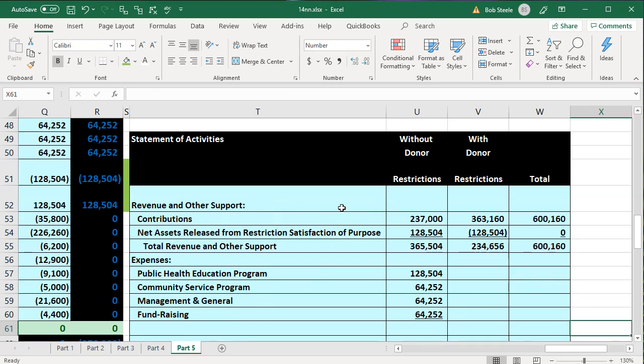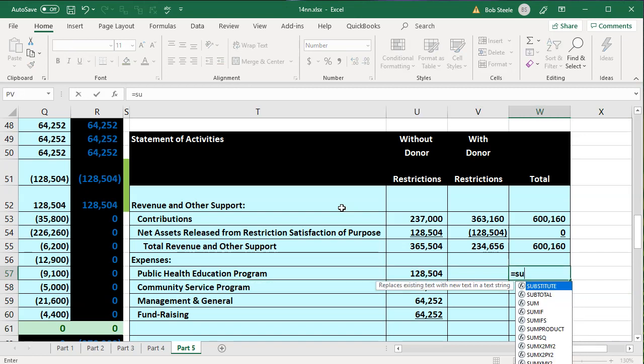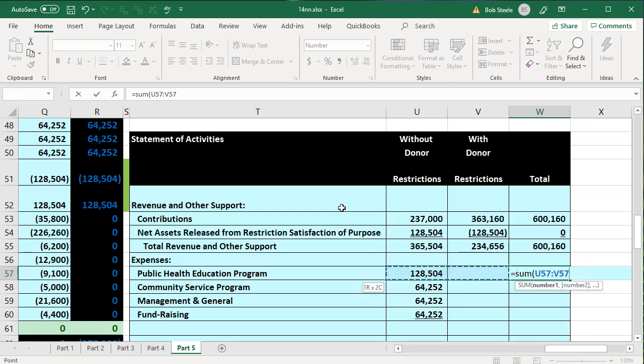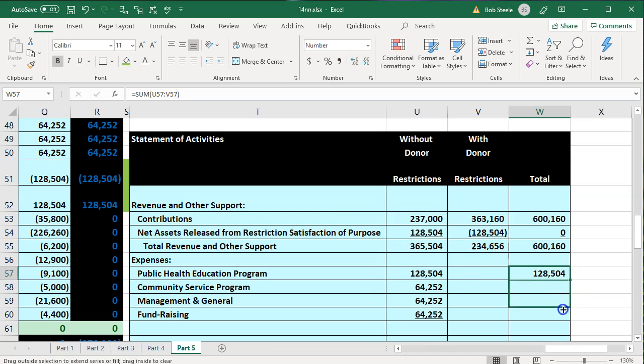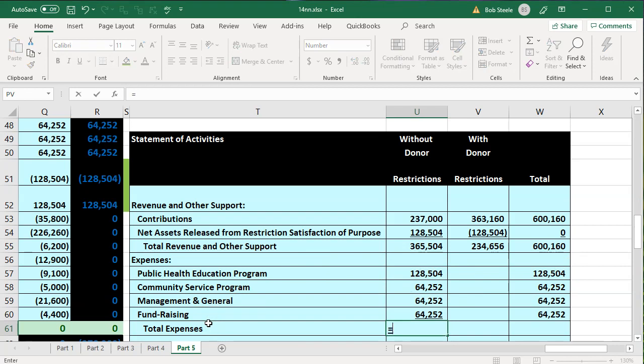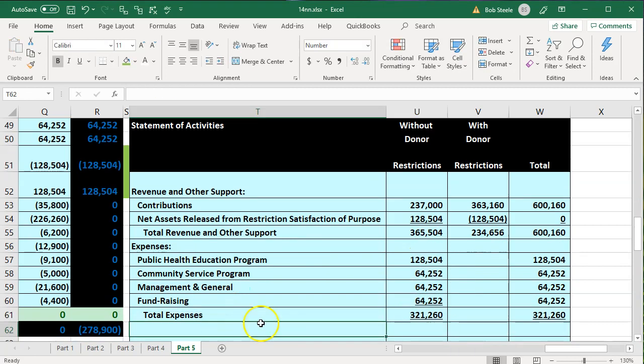So there we have those, and we could sum those across. There's going to be nothing in the with restrictions, so we'll say sum this way. Oh, actually equals sum. Have to have the equal sign to make it work. And then we'll copy that down. And then we're going to say this is the total expenses. Total expenses. And we'll sum this vertically now, equals the sum of these. Those are our expenses now.